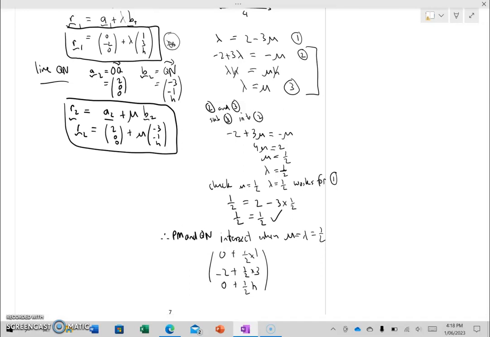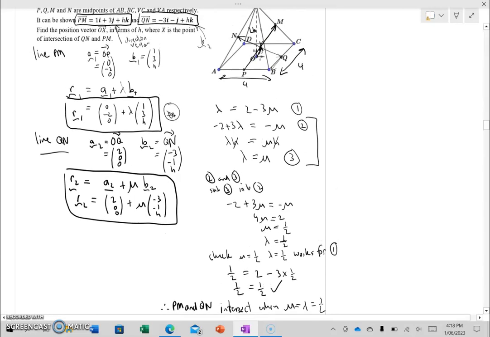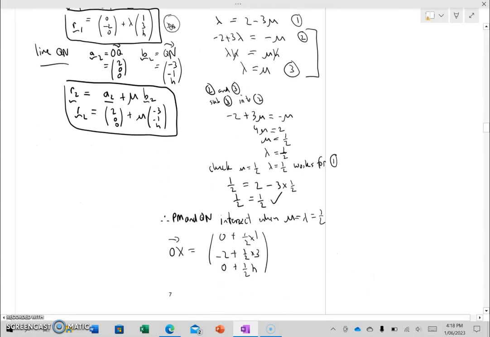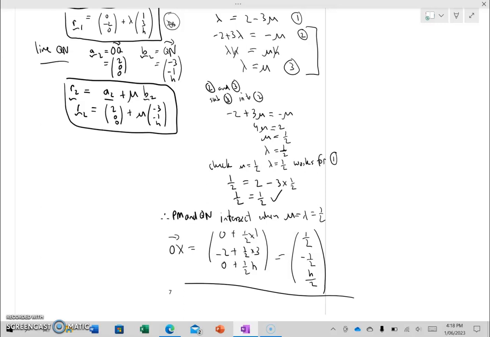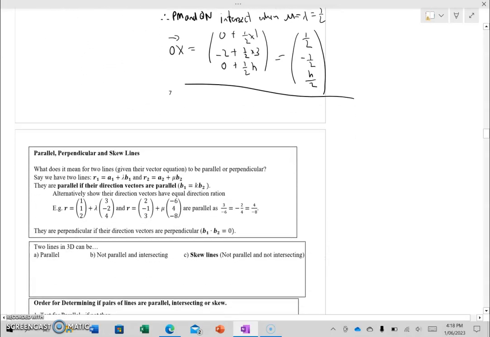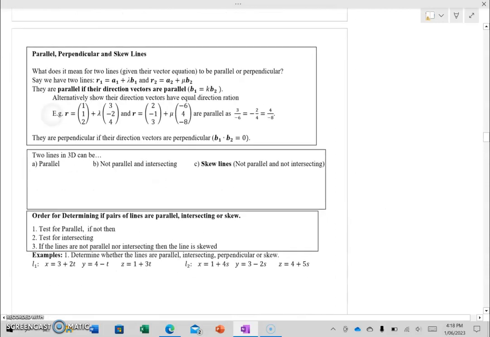So that would be vector OX, and we want it written, find the position vector, so I can leave it in vector form. Let's just simplify this. That'll be 1 half, that's negative a half, and that's h on 2. All right. Next page 8.